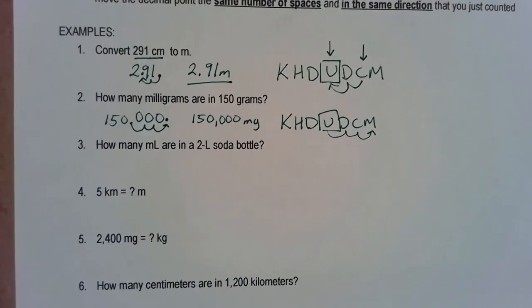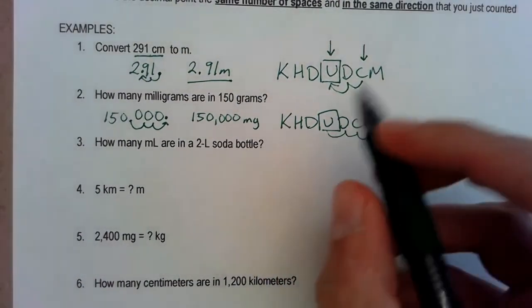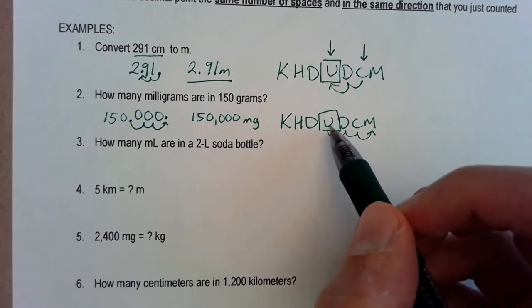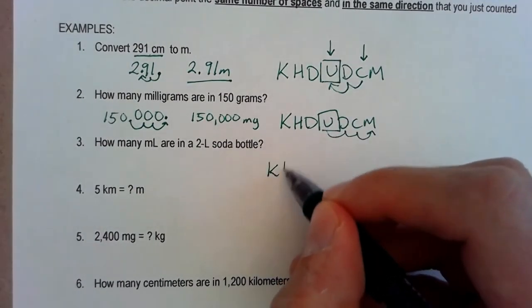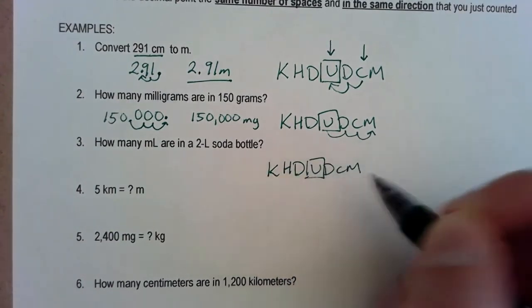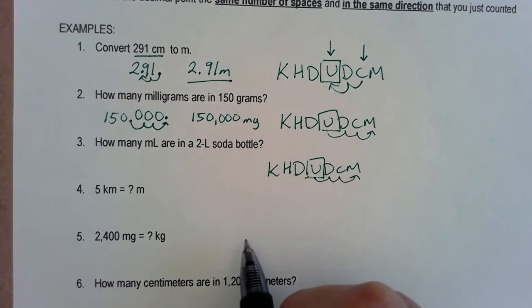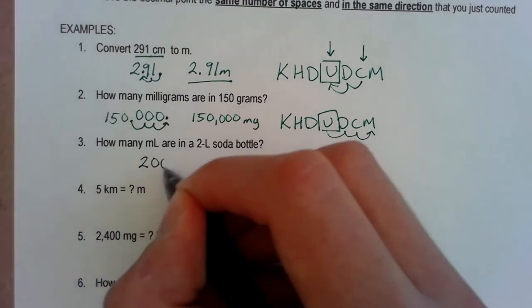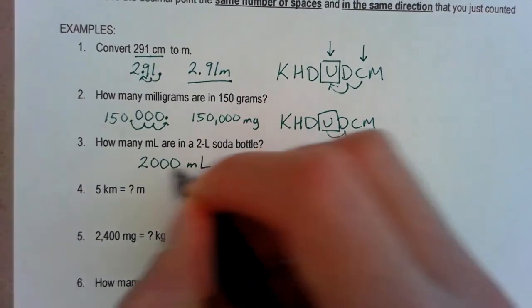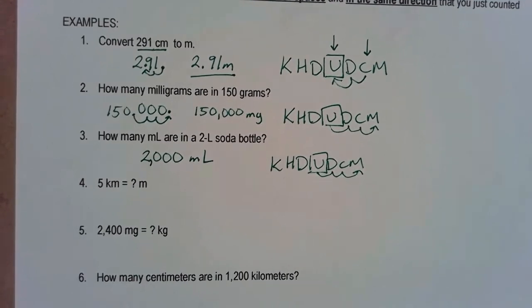All right, let's do a couple more of these. So how many milliliters are in a 2-liter soda bottle? That would be starting with the base unit, liters. I'll write this out. King Henry danced until dawn counting money. Starting with 2 liters, deci, centi, milli. Move the decimal point 3 to the right, should give us 2,000 milliliters. All right, for the last couple, I want you to pause the video and then try to work through them on your own, and then I'll give you answers to those in just a minute.